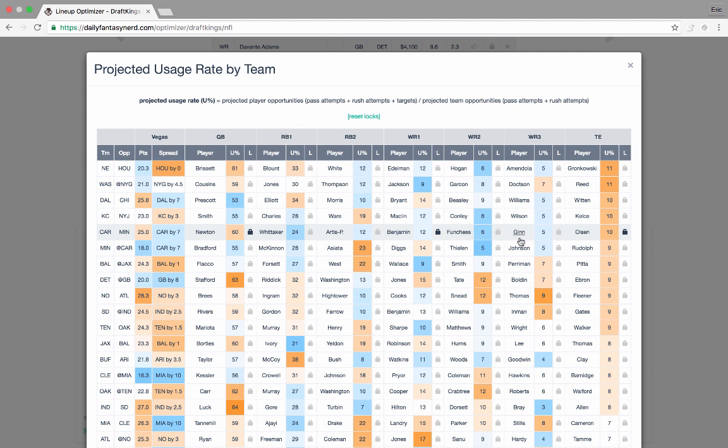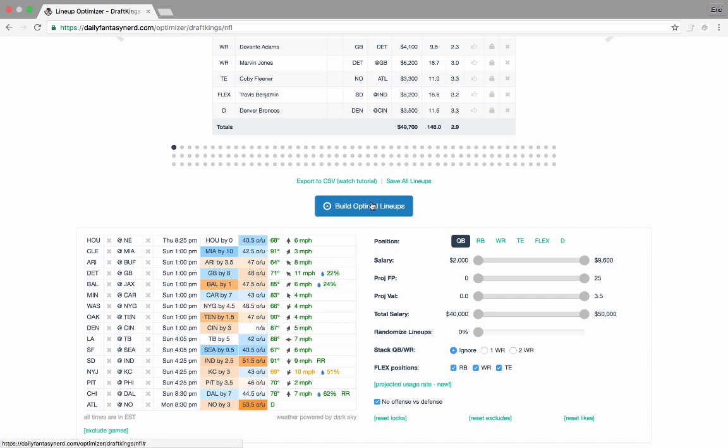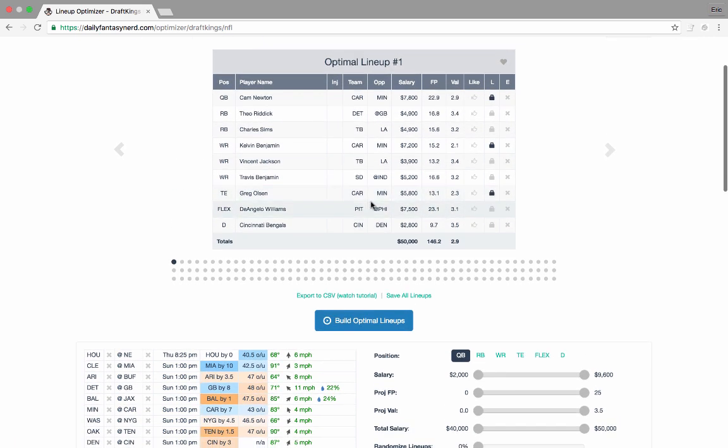You can see here both Funchess and Ginn have a lot lower usage rates, so I'm kind of picking the higher usage rate guys across the board, and I'm hoping that this is already a high-scoring game. If Minnesota can keep the game close, then these guys have a lot of opportunity to potentially do well in a high-scoring game. So you'll see that we have all three of those players put in here.